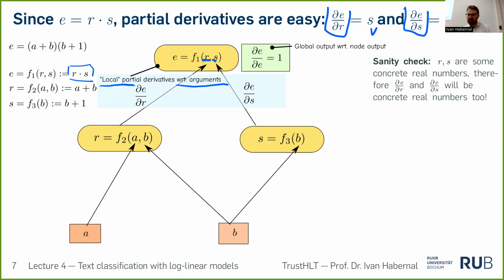So I call it local partial derivatives. And here, the arguments of this node are R and S, and I'm computing the partial derivative of E with respect to R and with respect to S. So we're done here. So let's move to the next node here, which is going to be S.